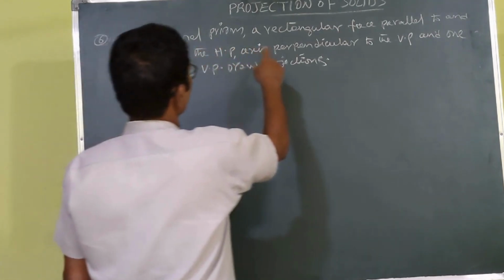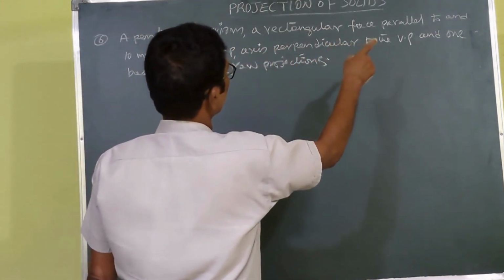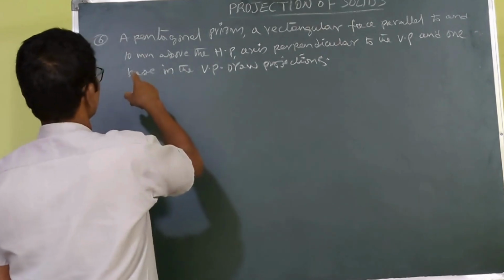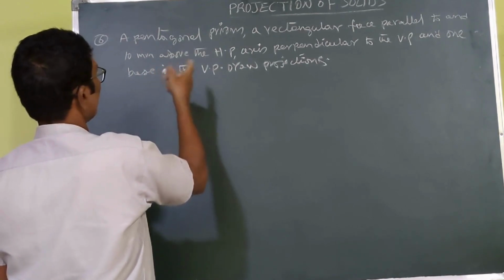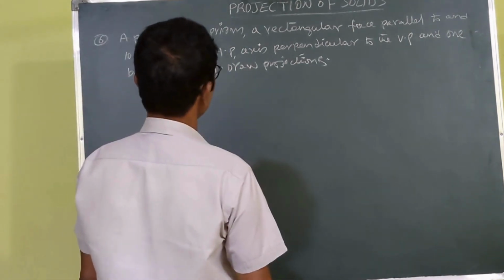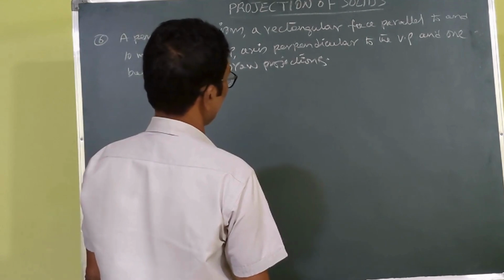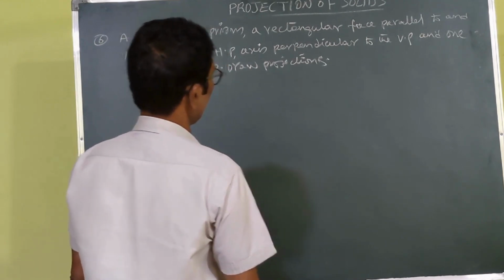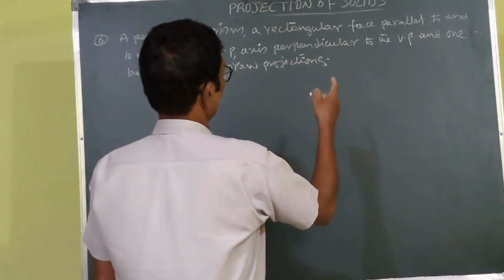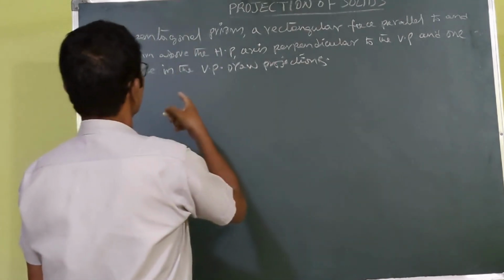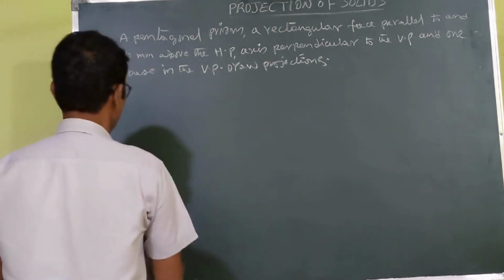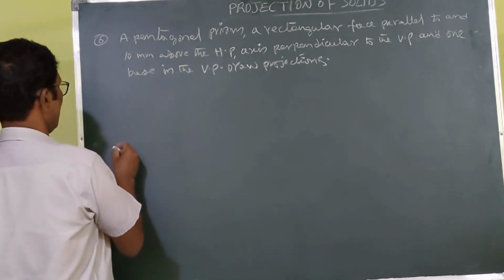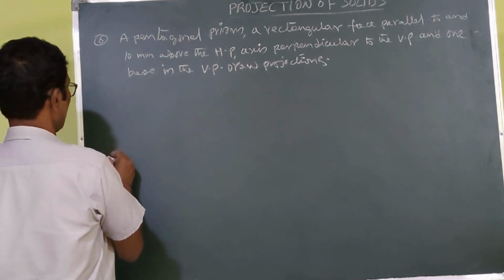A pentagonal prism, a rectangular face parallel to and 10 mm above the HP, axis perpendicular to VP, and one base in the VP. Draw projections. I hope you know the pentagonal prism.